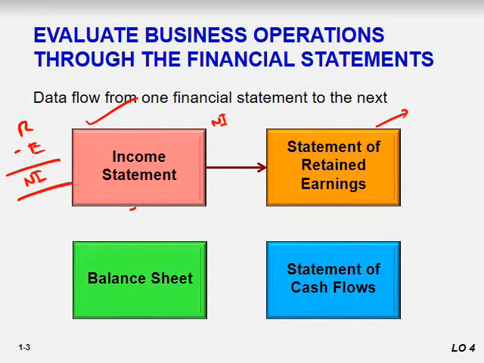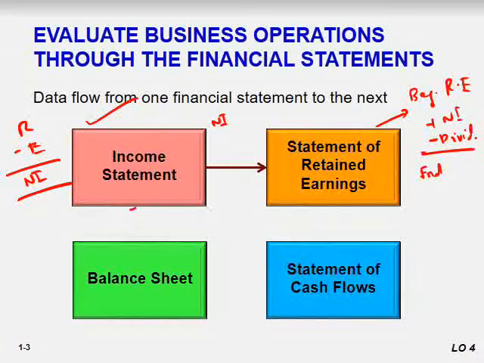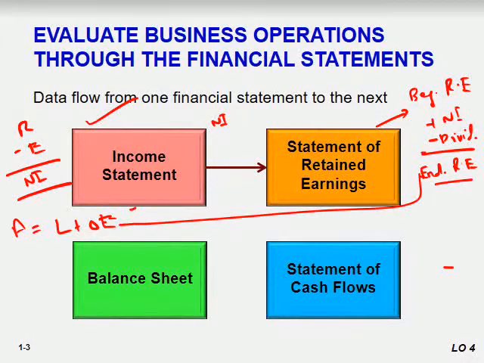What is the formula for the statement of retained earnings? The beginning retained earnings plus net income minus dividends is equal to the end-of-year retained earnings, or ending retained earnings, right? Once you obtain ending retained earnings, what is the formula for the balance sheet? Assets is equal to liabilities plus owner's equity. And since ending retained earnings is a part of owner's equity, you just add this amount into owner's equity.